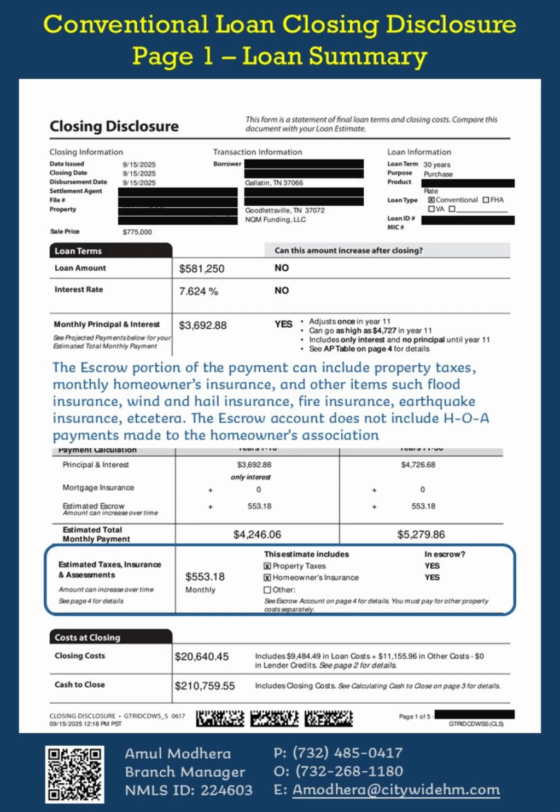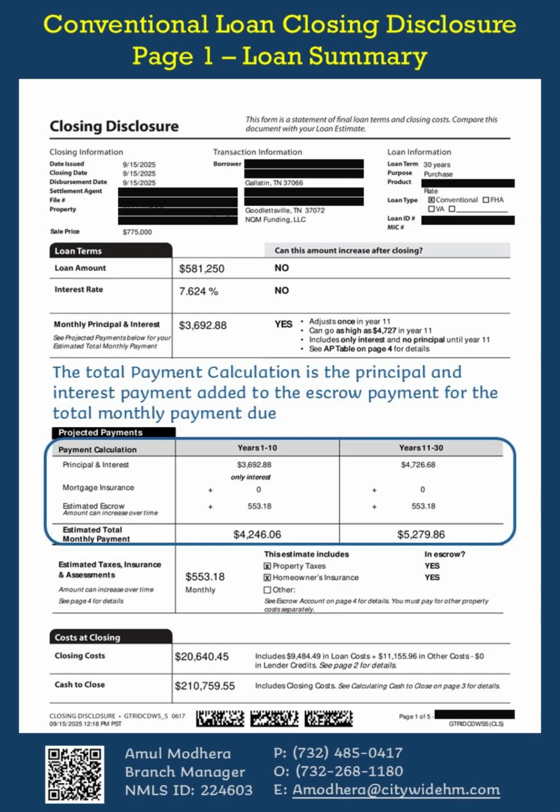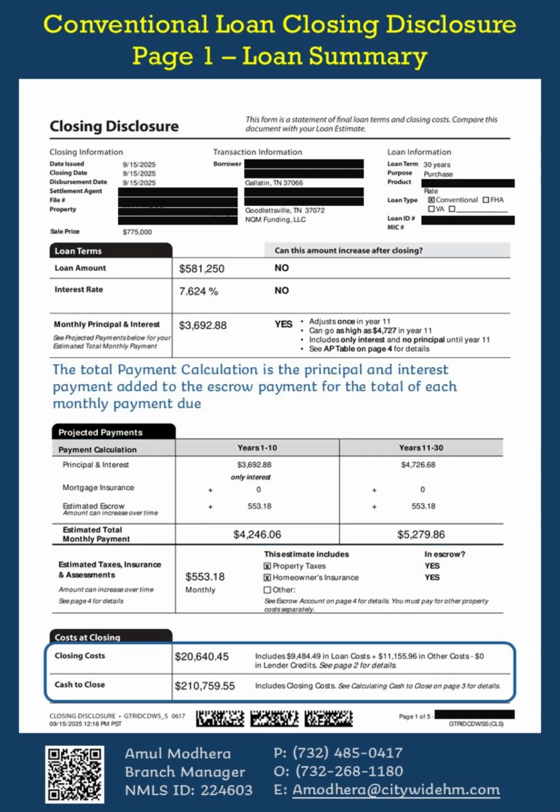The escrow portion of the payment can include property taxes, monthly homeowners insurance, and other items such as flood insurance, wind and hail insurance, fire insurance, earthquake insurance, etc. The escrow account does not include HOA payments made to the homeowners association. The total payment calculation is the principal and interest payment added to the escrow payment for the total monthly payment due.